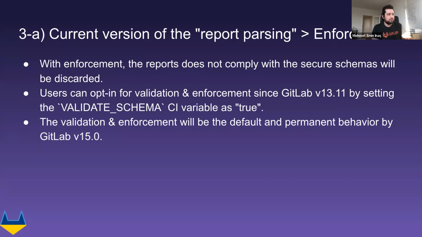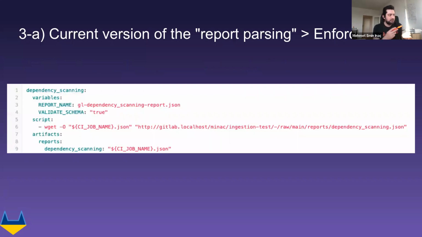Users can opt in for validation and enforcement since GitLab version 13.11 by setting the validate scheme CI variable as true. And the validation and enforcement will be a default and permanent feature by 15.0. So if you see a user who wants to experiment with the enforcement feature, you can suggest they set this CI variable in their GitLab CI YAML file. This is how it looks under the variables section. We have validate scheme set as true, which means it will validate and enforce.